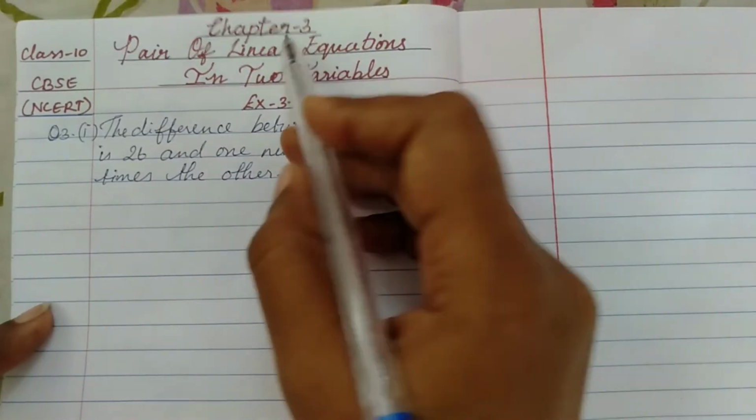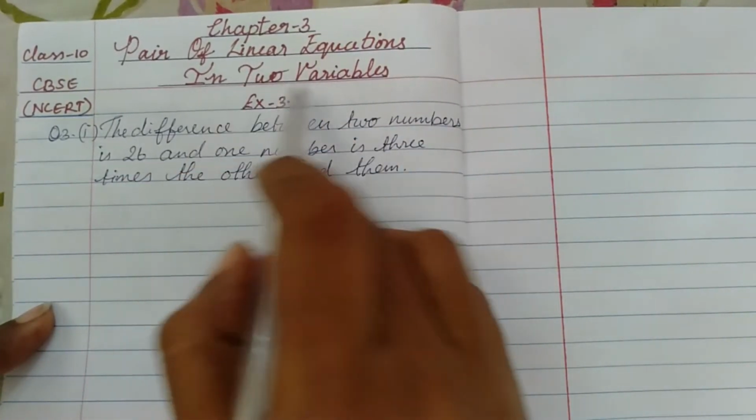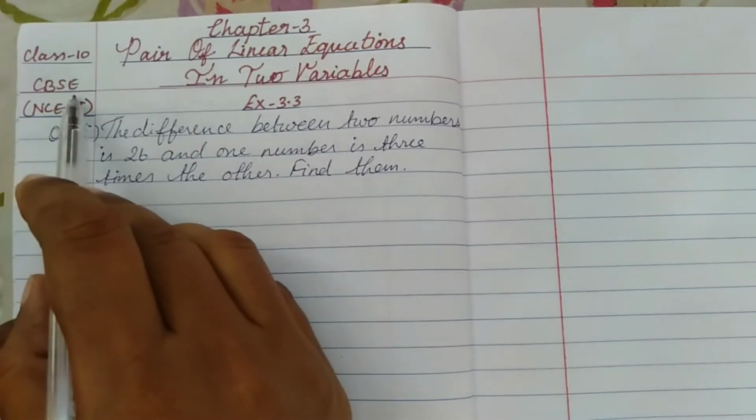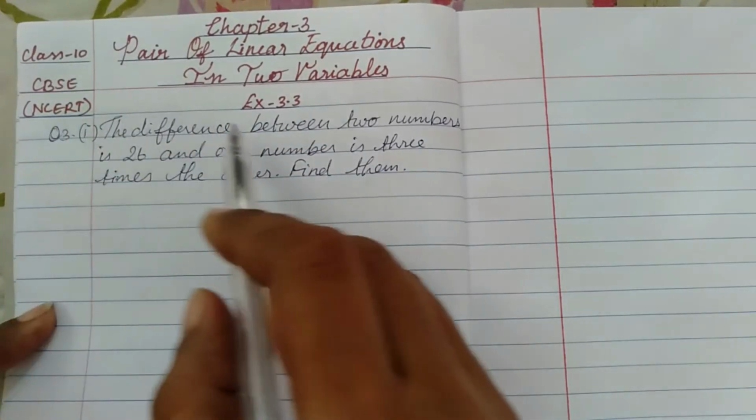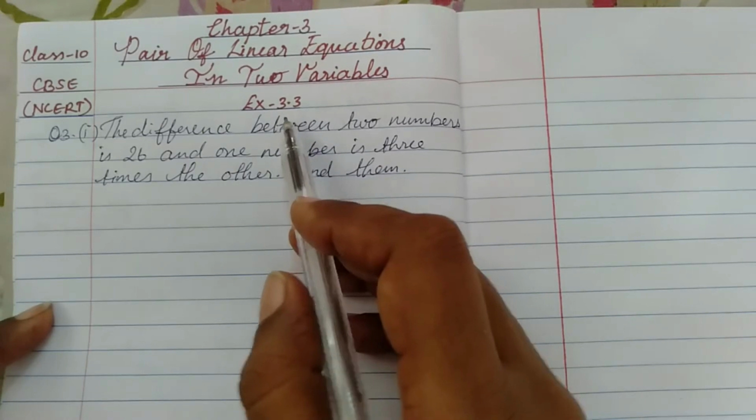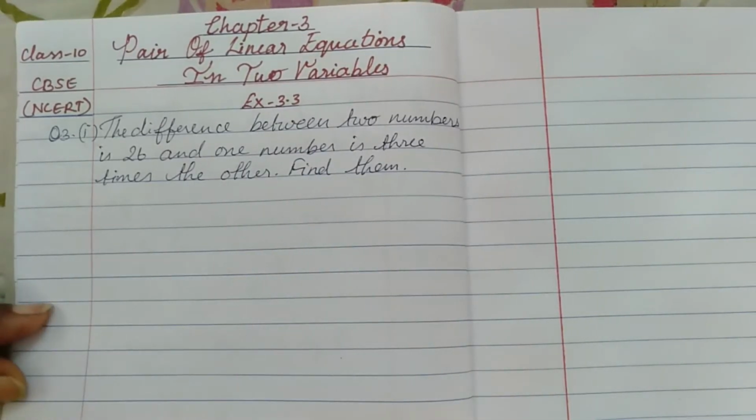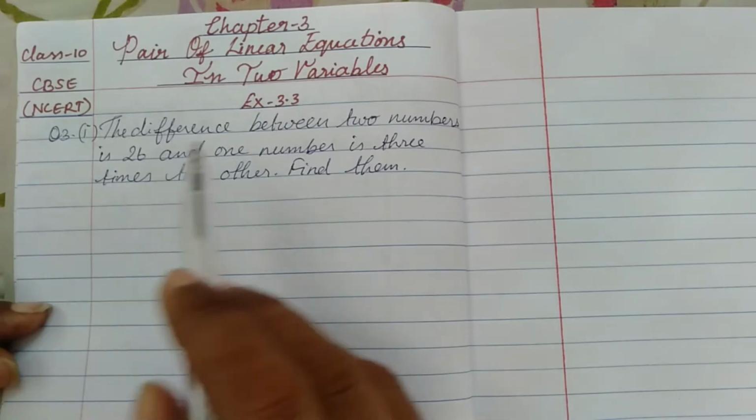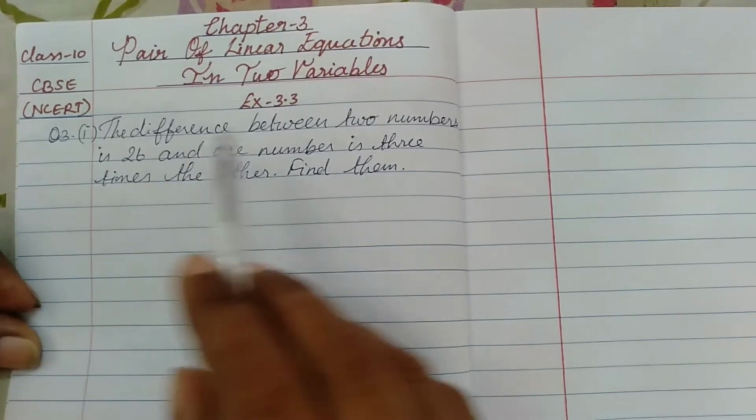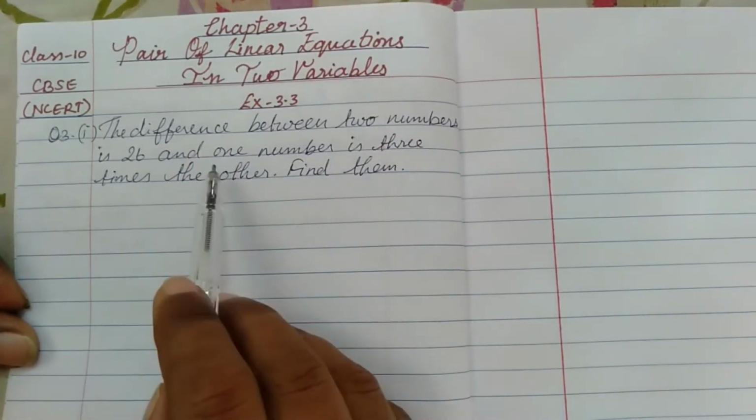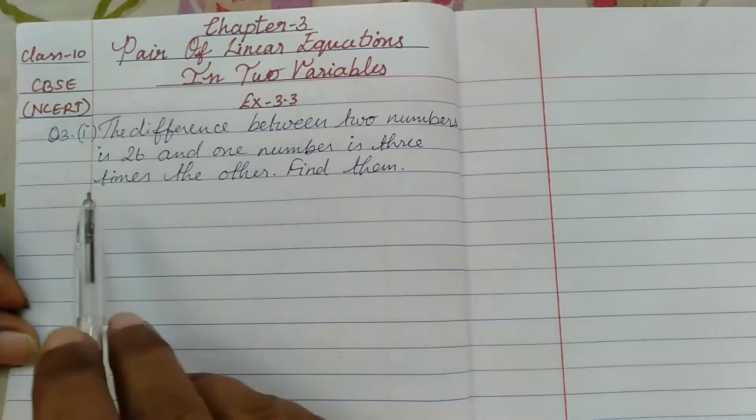Today we shall see chapter number 3, pair of linear equations in two variables of class 10 CBSE NCERT syllabus. We are in exercise number 3.3, question number 3. Form a pair of linear equations for the following problems and find the solution using substitution method. That's the question. Now here the first part says that the difference between two numbers is 26 and one number is 3 times the other.